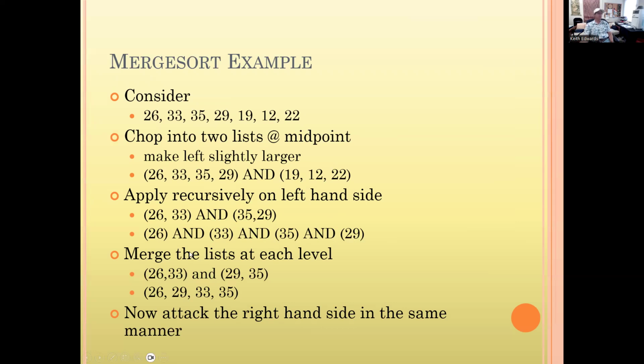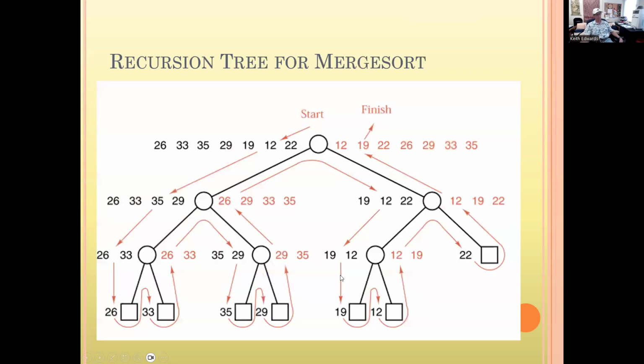And then we merge the list back at each level. So there I would take 26 followed by 33, 29 followed by 35. Then I would merge the two lists. 26 is the smallest, so put 26 in there. Now it's 33 or 29, 29. 33 or 35, 33, and then 35 goes in. And now attack the right-hand side in a similar manner.